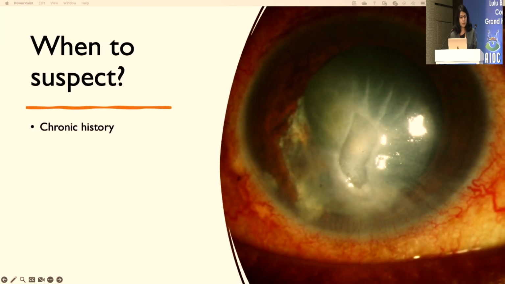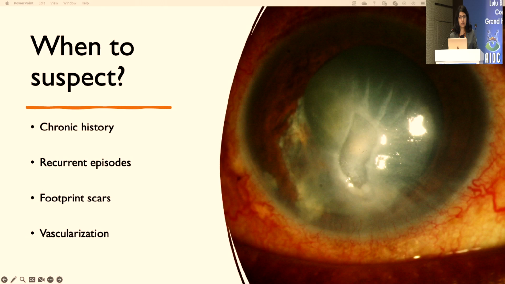The first is if the patient presents with a chronic history of recurrent episodes, that they've had on and off episodes of redness, pain, and watering in their eye. The other is the presence of footprint scars, vascularization, and here specifically the presence of deep vascularization and atrophic iris patches, as can be seen in this picture here. It is important to understand that in isolation, none of these signs are specific for HSV, but when all of them are present together, this constellation suggests that the patient may have an underlying HSV infection.